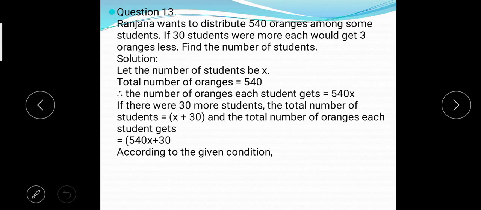So if 30 students were more, each would get 3 oranges less. If the number of students is 30 more, then the oranges each gets will be less. Now the number of oranges each student gets is 540 by x. If there were 30 more students, the total number of students is x plus 30, and the number of oranges each student gets is 540 by x plus 30.